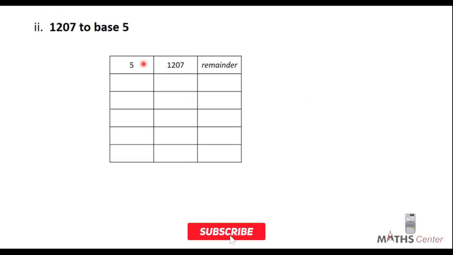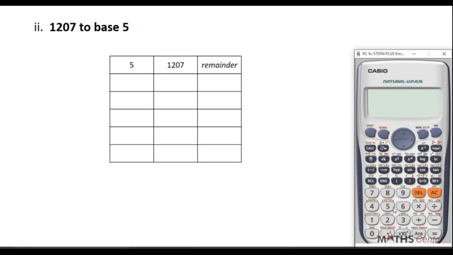We are supposed to convert 1207 to base 5. So as I said, you draw a table of 3 columns. Don't worry about the number of rows. Worry about the column. The columns are 3. The heading of the first column is the base to which you are converting. The second one is the number. Then the third is the remainder. So once again, you divide 1207 by 5. So we are going to do that on the calculator, and you see what we are talking about.